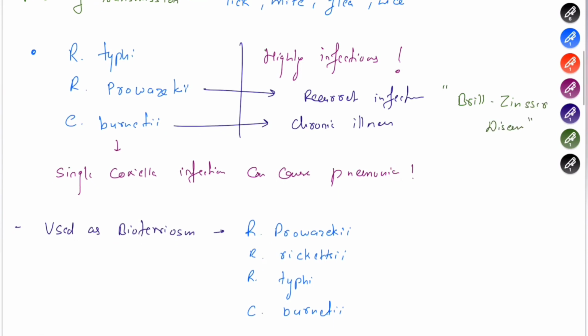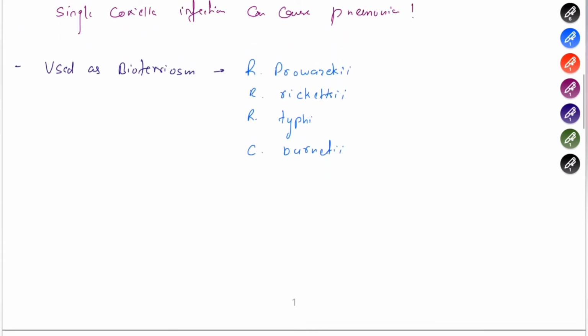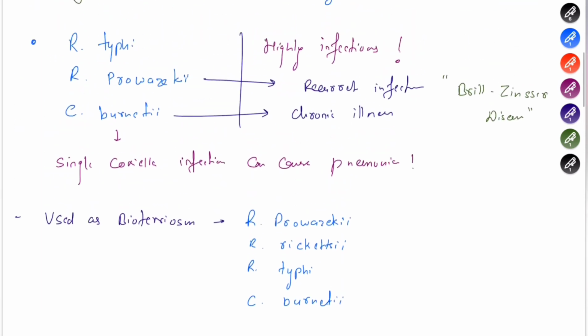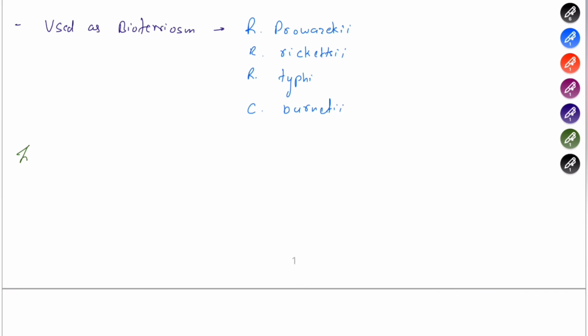Now let's see the incubation period. The incubation period depends on the type of causative agent. It depends upon the organism. Normally, it varies from 2 to 30 days.